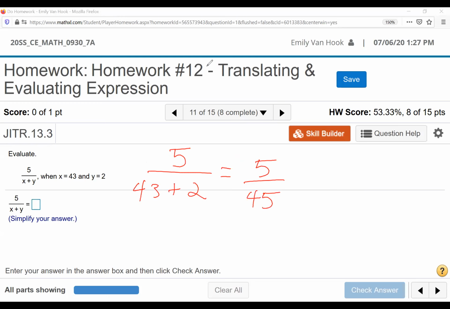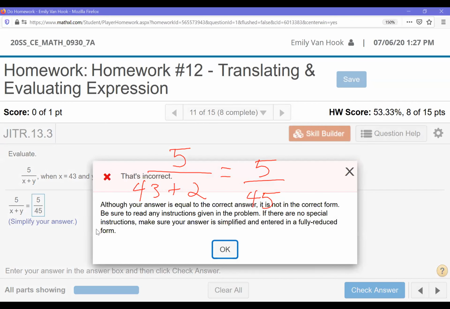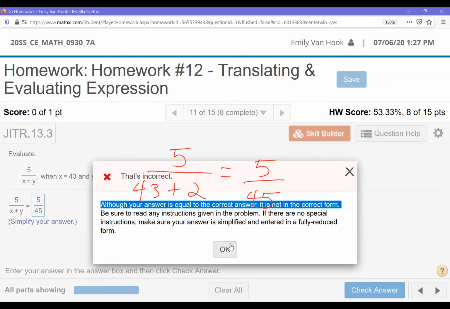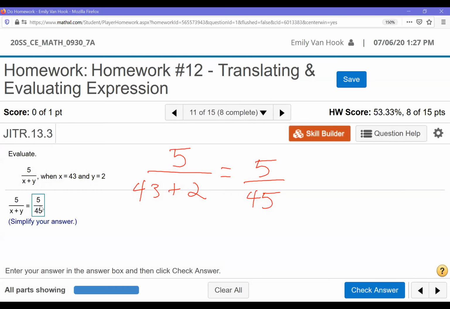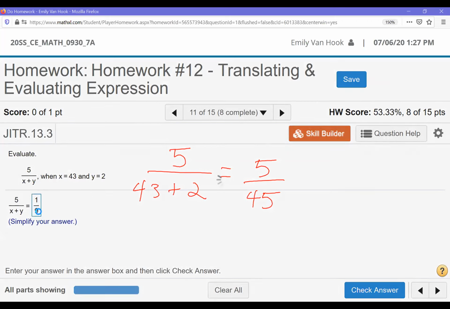Now if I just type my answer in like this, 5 over 45, I'm getting this error message that says, although your answer is equal to the correct answer, it is not in the correct form. You need to reduce. That's what we mean by simplify your answer. Okay, so I need to reduce this by 5. It becomes 1 over 9, because 5 divided by 5 is 1, and then 45 divided by 5 is 9. So 1/9 would be my answer.